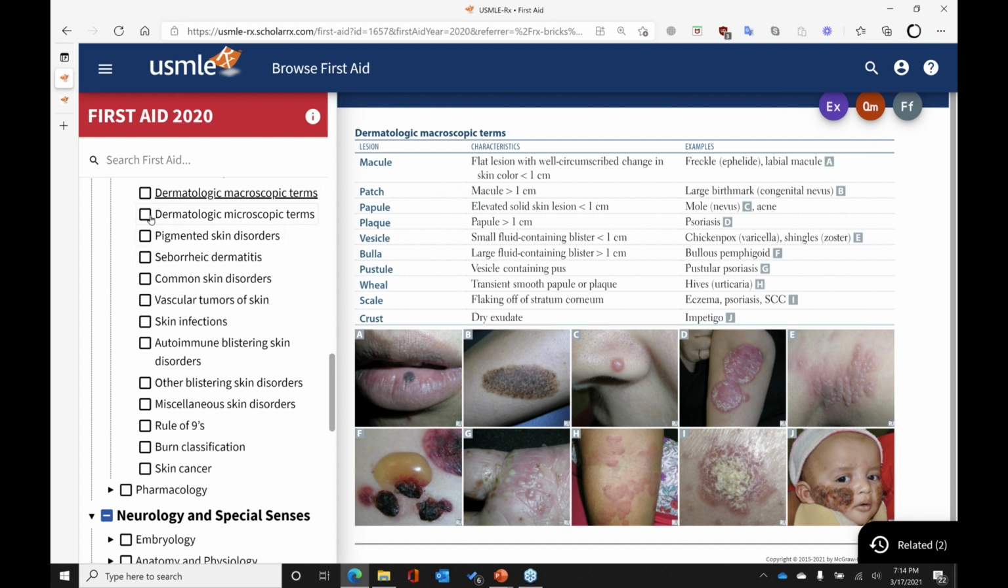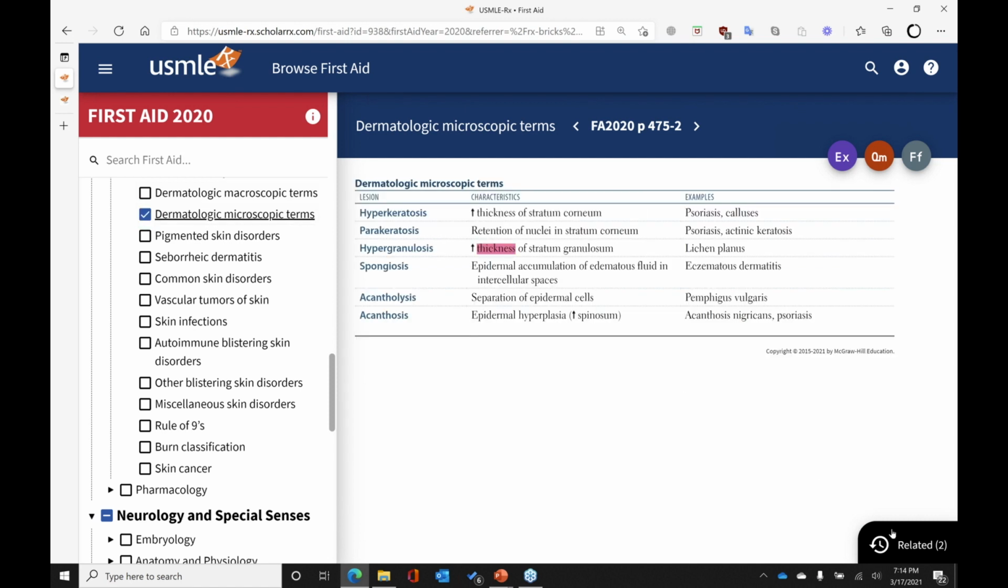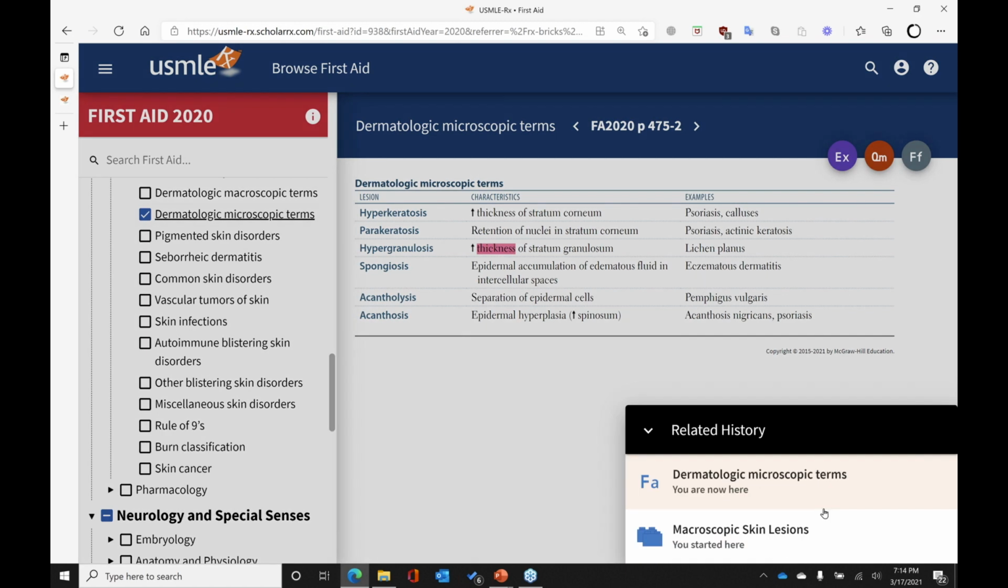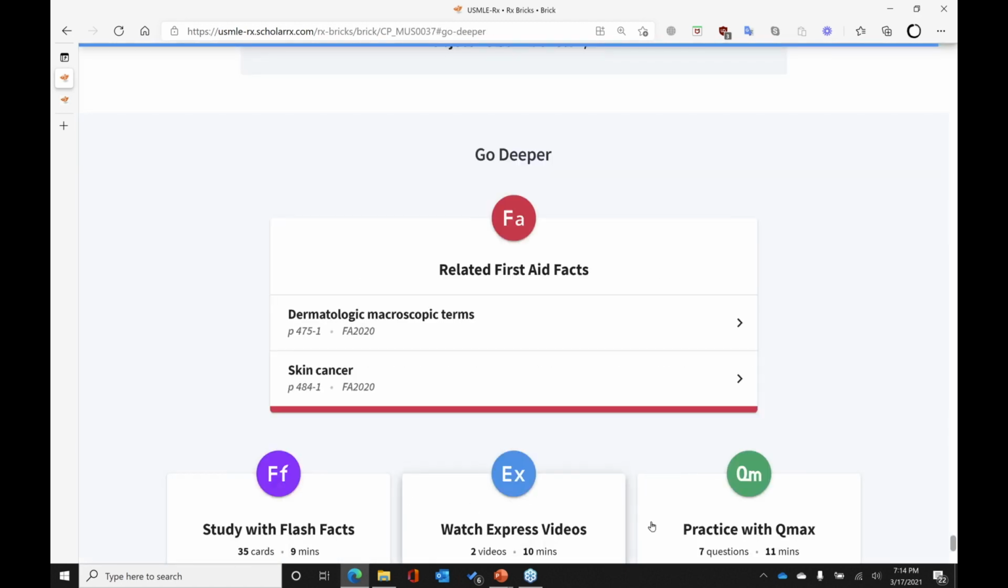You can navigate through First Aid, annotate it, highlight it, and then when you're done, you can go back to the brick that you started off with, and you can also go to flashcards, videos, and QMax itself, right? But like I said, we're going to save some of that for the dissection. So hopefully you can see how this fits into your preparation for the USMLE as part of a comprehensive foundational review, building up to the USMLE Step 1.